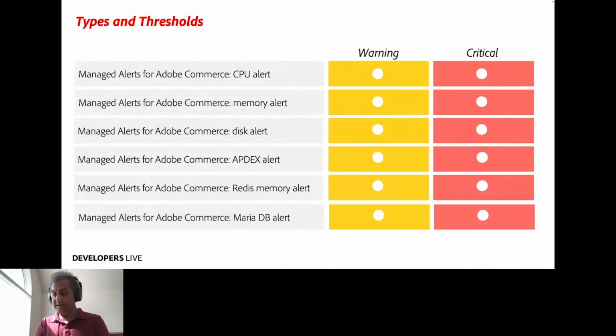So here are the various metrics we monitor and send alerts on. There are 8 New Relic alerts in different categories: CPU, Application Performance Index or Apdex, disk, memory, Redis, and MariaDB. And there are 2 different thresholds: warning and critical.